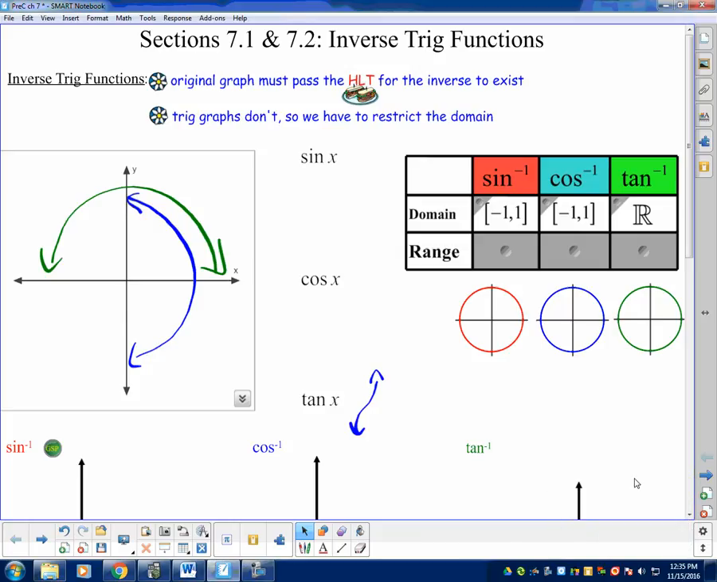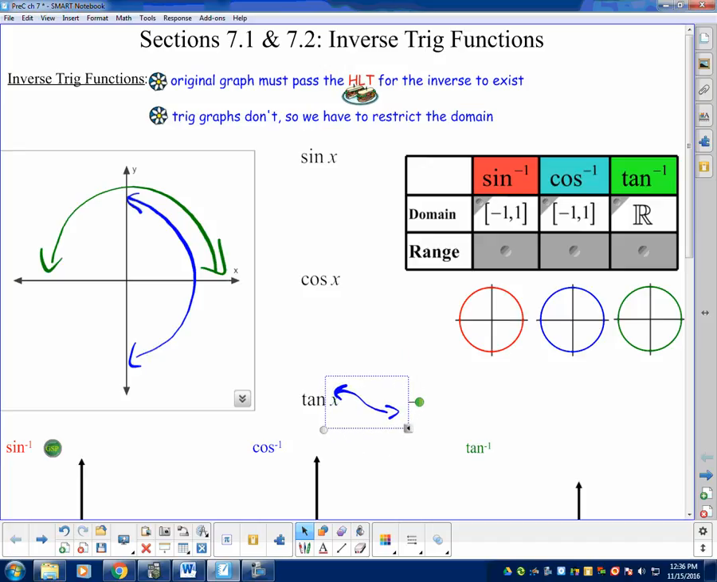Okay, so if you apply the horizontal line test to the tangent curve, you'll see that it does pass. So for the tangent curve, we don't have to restrict the domain to make the inverse a function. As a matter of fact, when you switch x and y, it just takes this tangent curve and rotates it like this, and you still have a function.